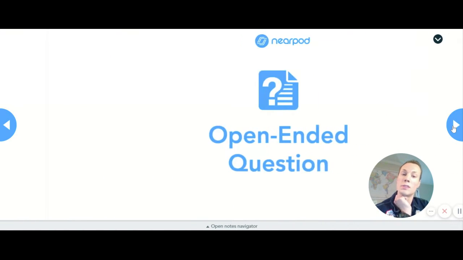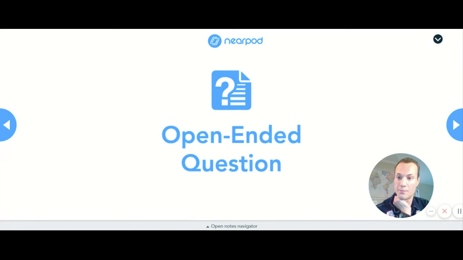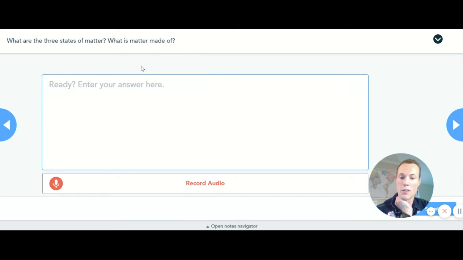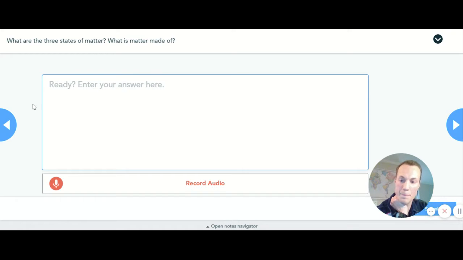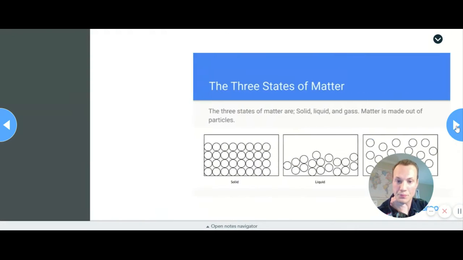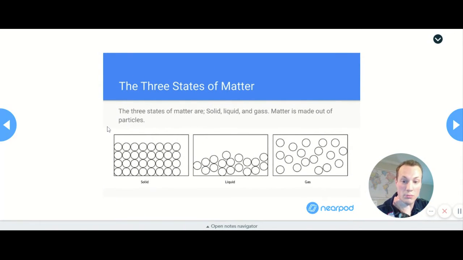Interesting. Starting off, open-ended question. What are the three states of matter, and what is matter made out of? So this one's interesting because you can record. So click record. Your voice will be recorded, and that way I can hear what are the three states of matter and what is matter made out of. Hopefully you remember that from last time. The three states of matter are solid, liquid, and gas. Matter is made out of particles. So again, after you do your question, read, look at the particles.